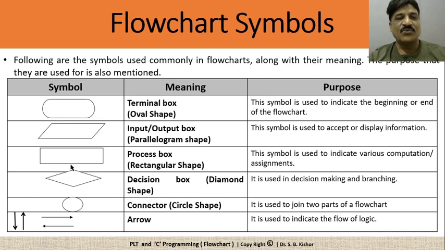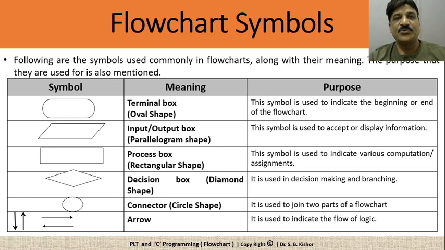Then we have a process box which is rectangular in shape, and the symbol is used to indicate various computation and assignment statements. So whenever you are performing certain calculations or assigning certain values to a variable, in that case we use this kind of symbol. Then we have a decision box which is in diamond shape, or looks like a kite, and basically it is useful to make a decision, and on the basis of the decision it will take a branching, either a true branching or a false branching, which is also referred to as true and no.